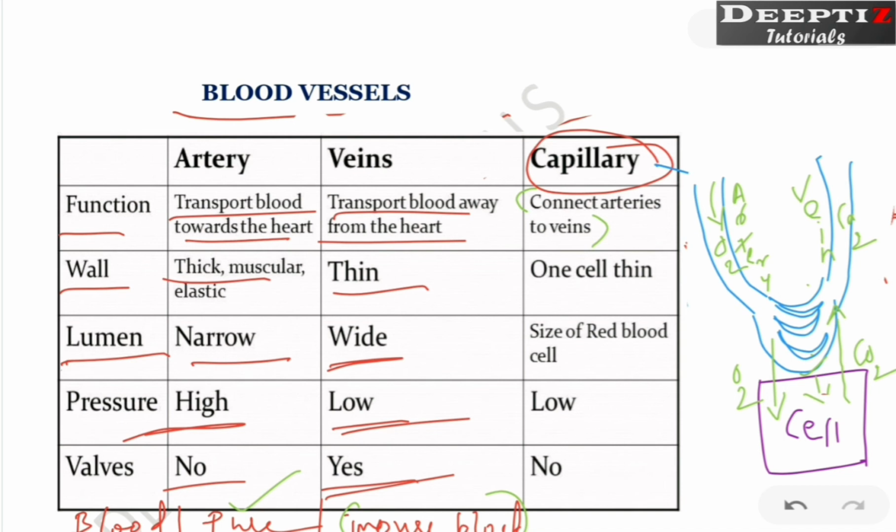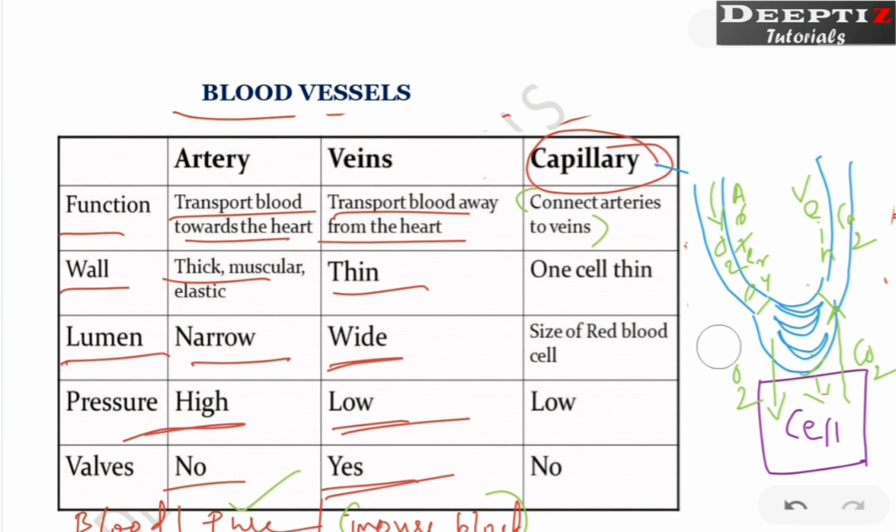Why are these small branches made? See, this larger one cannot directly enter into the cell, right? To fulfill the supply of sufficient material between the cell and blood, these blood vessels branch out to form a small set of vessels. We call them capillaries.